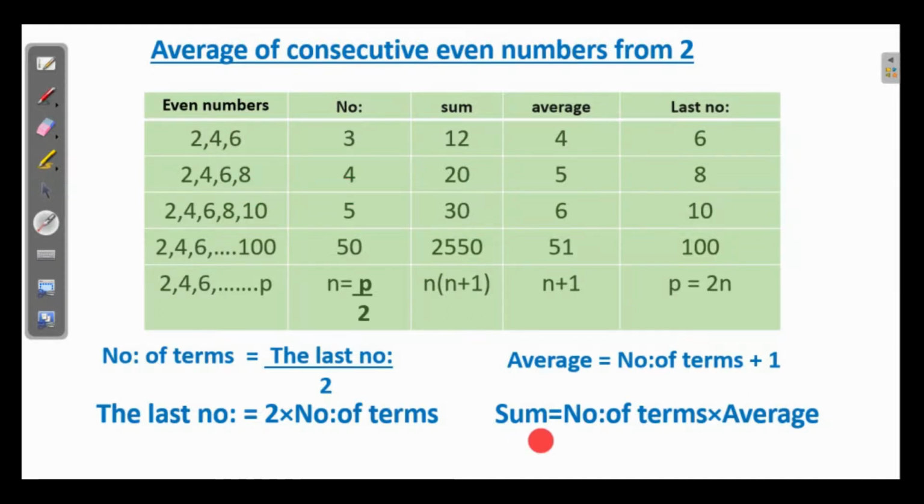So, sum is equal to number of terms into average. That we know from the beginning itself. Sum of numbers is equal to number of items into average, that you have learned. Here, as these are just numbers, we will use the term terms. Okay, number of terms into average.